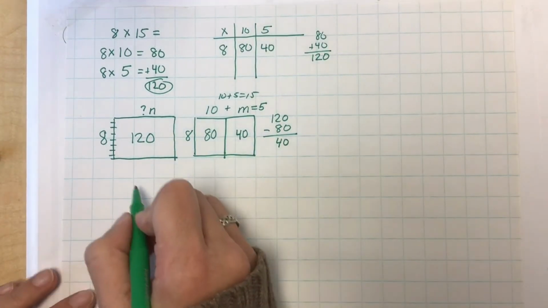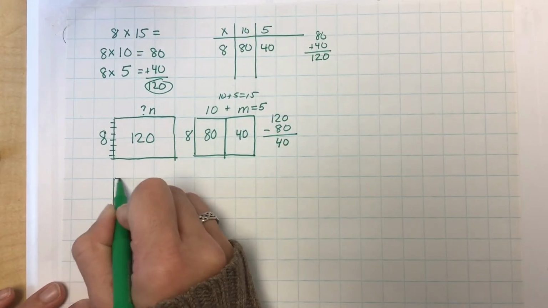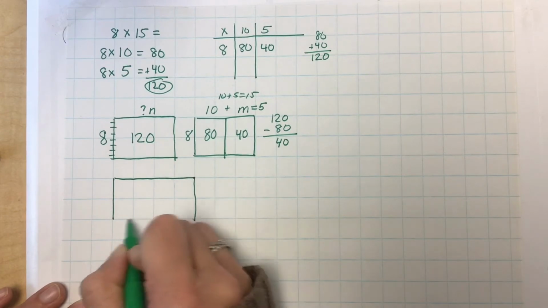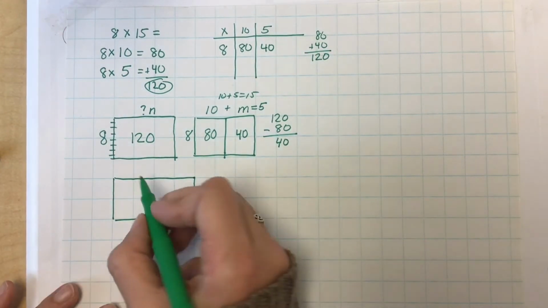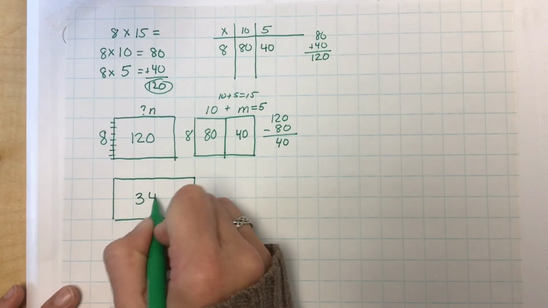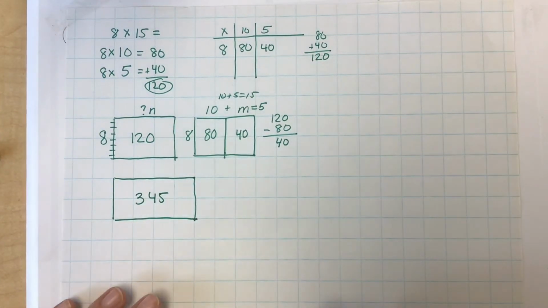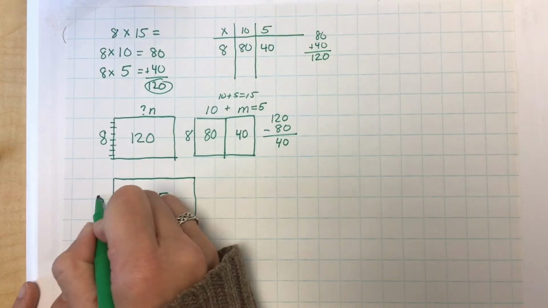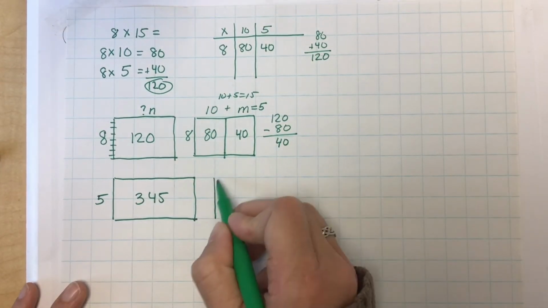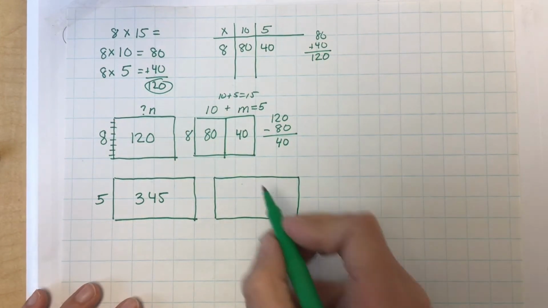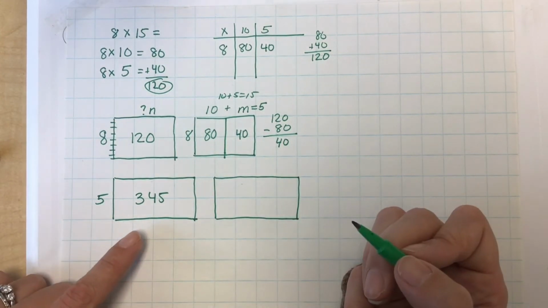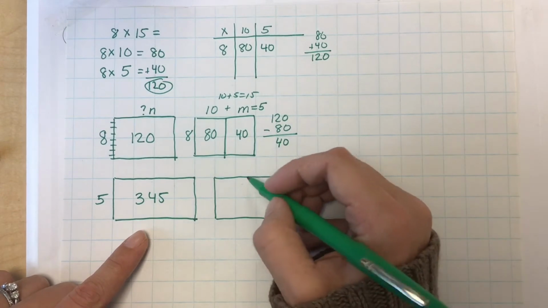So let's try that one more time. Let's try that with a rectangle that we assume has an area of 345. Okay, so our rectangle has an area of 345, and we want to divide it by 5. In this case, I'll take my area of 345, and I'm going to split it up into numbers that I know how to do.